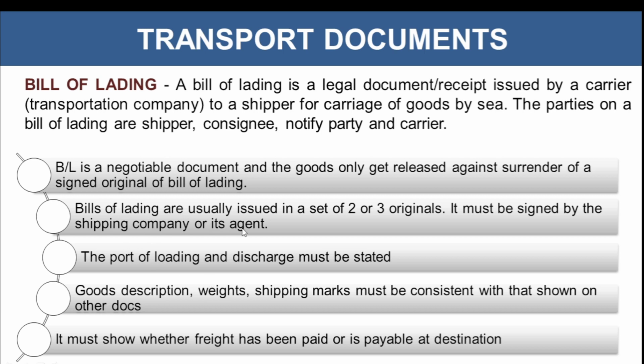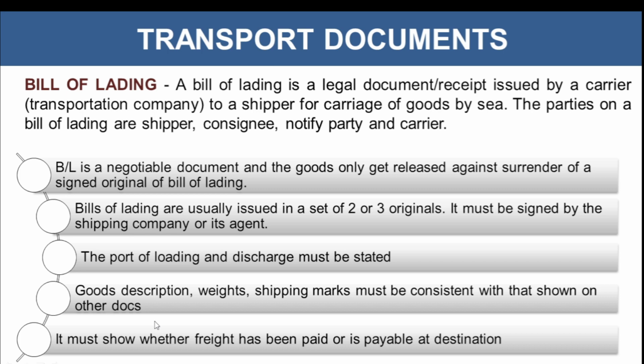Again, I also mentioned that these documents carry huge importance in LC transactions as well, and the LC defines certain terms and conditions. According to that, most usually you will see that bills of lading are issued in a set of 2 or 3 originals. It must be signed by the shipping company or the agent. Port of loading and discharge would be stated. Goods descriptions, weights, and shipping marks must be consistent with those shown on other documents.